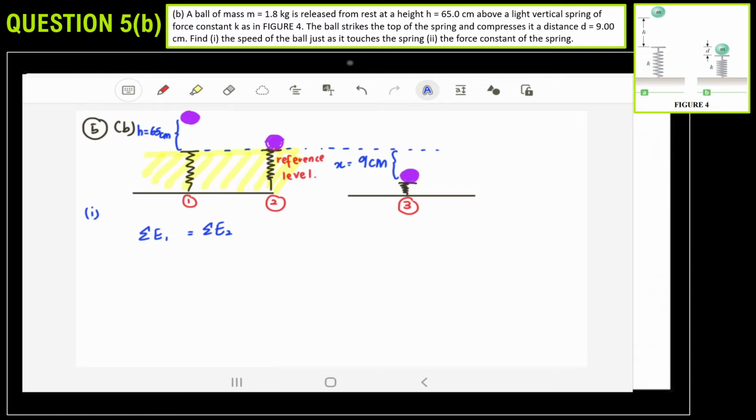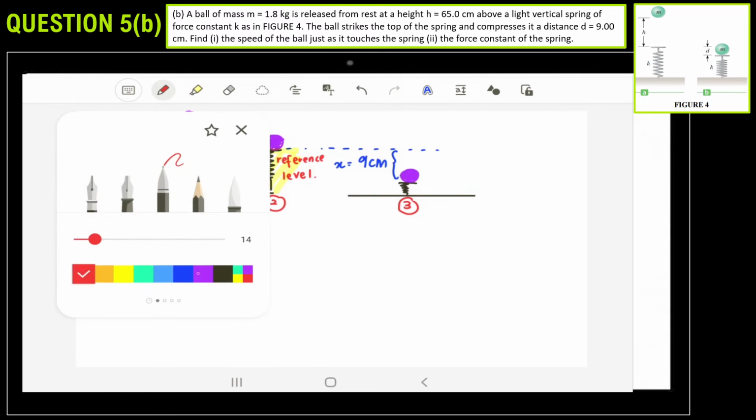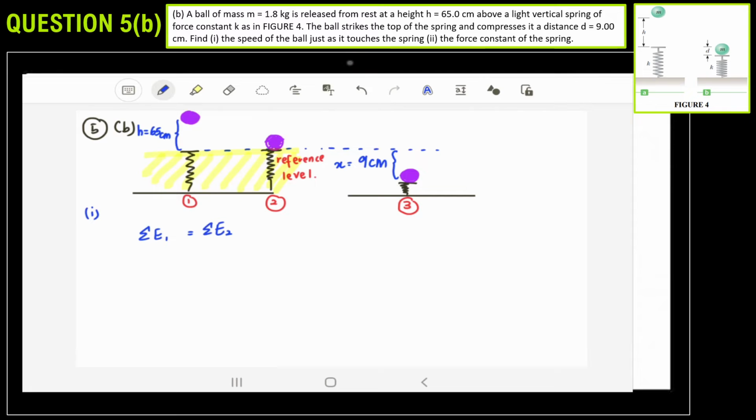Alright, so now you can see here based on the first condition. The type of energy at the first picture, number 1: the ball is at the height of 65 centimeter and it starts from rest, so 0 meter per second, K is 0. So at 1, the type of energy is gravitational potential energy. So kita pun letak U.